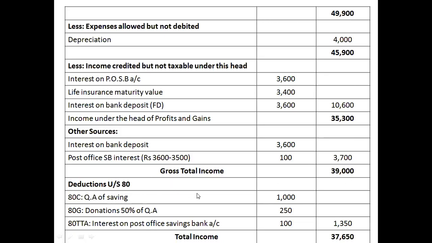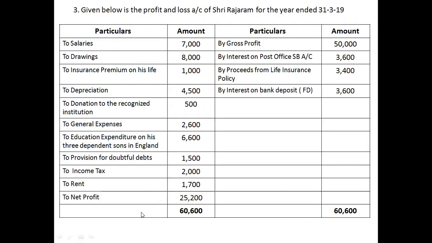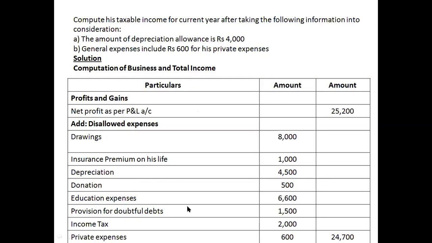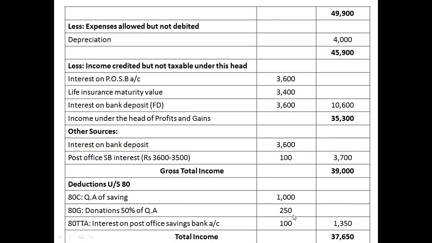Now deductions under section 80, which qualifies for your savings, is 1,000 rupees, that is 80C. So we have an 80C life insurance premium, so that we are going to take as 1,000 rupees. And then we have one more, we call it 80G, that's donations for qualifying. As we all know, the donation given in the problem is how much? 500 rupees, but 50% is eligible for the recognized institution. So we are taking 50% of that. 500 is 250, and the 80TTA, interest on post office savings bank account, 100 rupees.